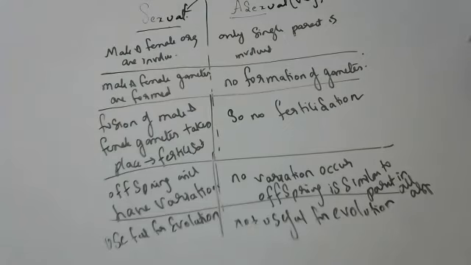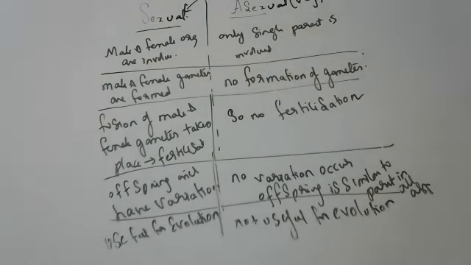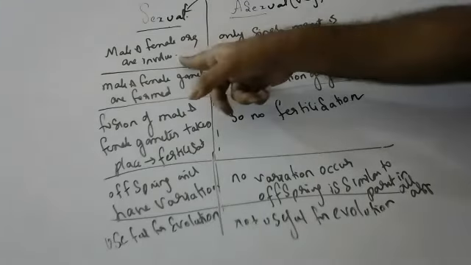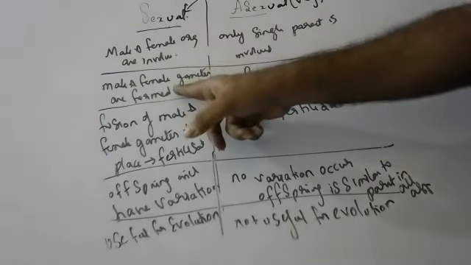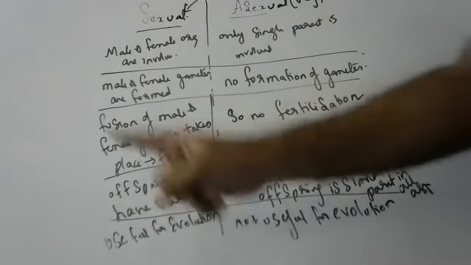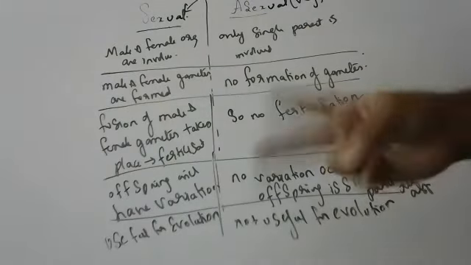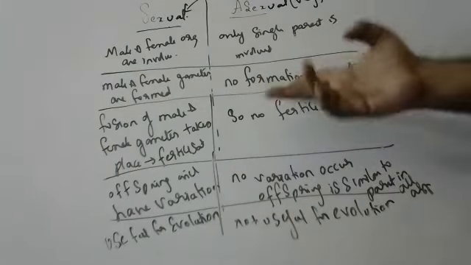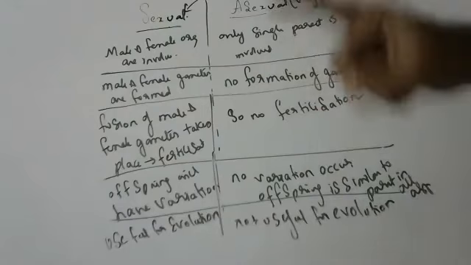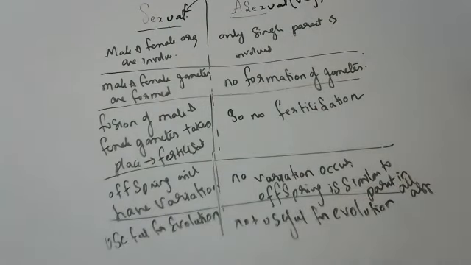If they ever ask the difference between sexual and asexual reproduction, children, you have to write all these five differences. What do you write? Here male and female organisms are involved. Hence male and female gametes are formed. Hence they undergo fertilization. Hence variations occur. Hence useful for evolution. Here only a single parent is involved. Because single parent, no gametes. Because no gametes, no fertilization. Because no fertilization, no variation. Because no variation, not useful for evolution. This is the difference between sexual and asexual reproduction.